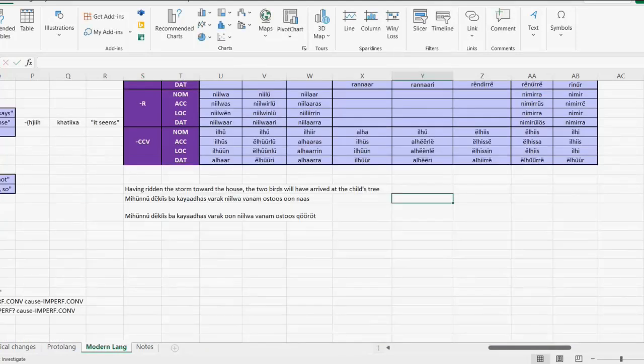So depending on which one you happen to feel like saying, you could say either Mihunnu dekis ba kayadas varak nilwa vanam ostos onnas, or Mihunnu dekis ba kayadas varak on nilwa vanam ostos korot. And those would functionally mean the same thing.